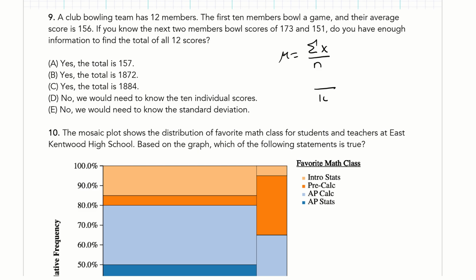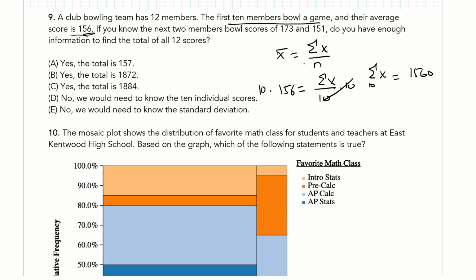We know that we have 10 that bowled the game and had the average. So the average for the 10 is 156. I guess we should call that X bar then, huh? All right, so we have 156, and we want the sum of the scores. So we just have to multiply by 10, right? And that will give us the sum of their scores. So the sum of the 10 people is 1,560.